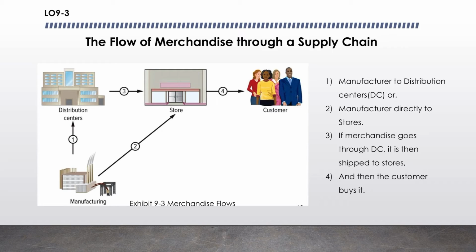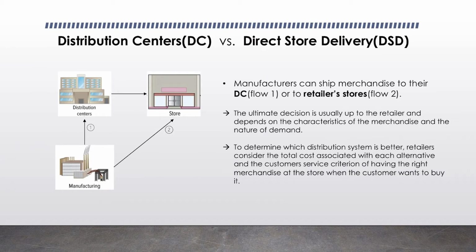Making merchandise flow involves first deciding whether the merchandise will go from the manufacturer to a retailer's distribution center or directly onto store. Once in a distribution center, there are multiple activities that take place before it is shipped to a store. As you can see in this picture, manufacturers can ship merchandise to their distribution centers or retailers' stores. Although manufacturers and retailers may collaborate, the ultimate decision is up to the retailer, and it depends on the characteristics of the merchandise and the nature of demand.